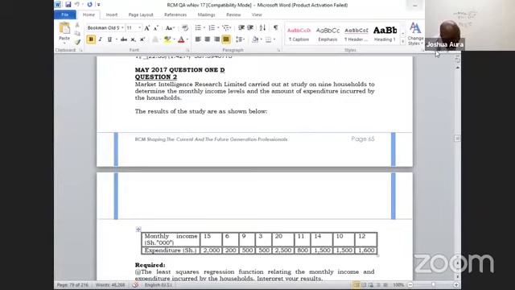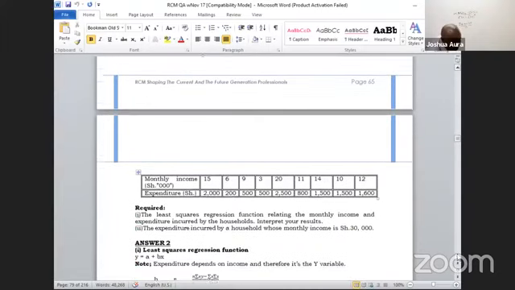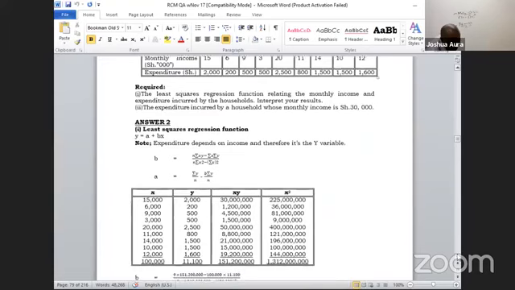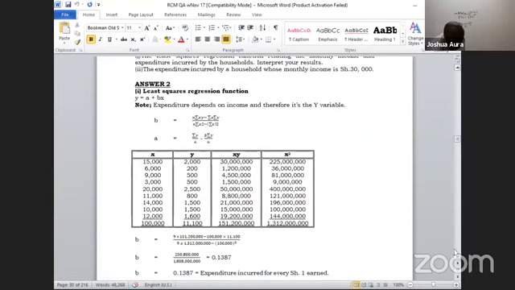So n is 9. When you go to my solution here, ladies and gentlemen, you'll be able to see what I did to get my B. You can see in the formula, n is 9 times summation of xy, you can see 151,200,000 minus summation of x alone, which is this summation of x like that. And I was able to get the value of B.